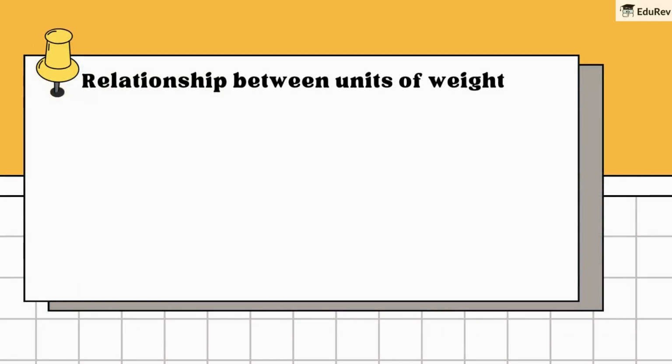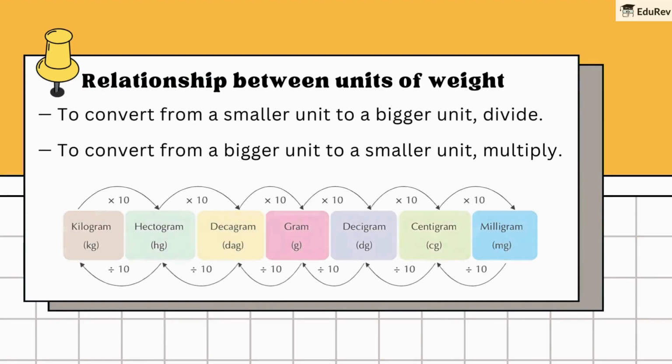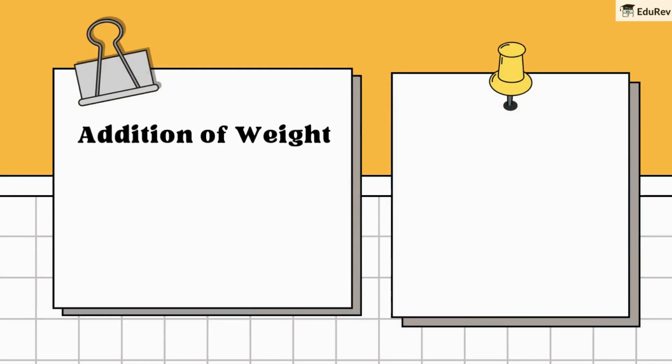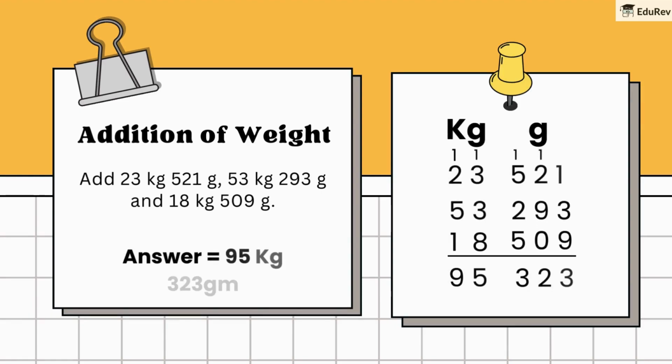Relationship between units of weight. Similar rules will be applied here as well. Look at this image for a better understanding. Addition of weight. Adding weights is similar to adding lengths. If we have 23 kilograms and 521 gram, 53 kilograms and 293 gram, and 18 kilograms and 509 gram, we add them all together to get 95 kilograms and 323 gram in total. This helps us understand the combined weights of multiple items.